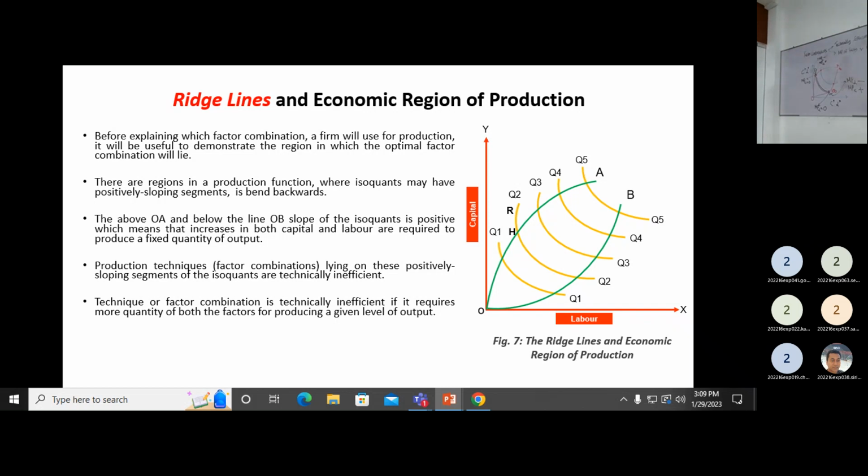The vertical axis is for capital, and sorry, I couldn't express that earlier. The horizontal axis is for your labor, and the vertical axis is capital.